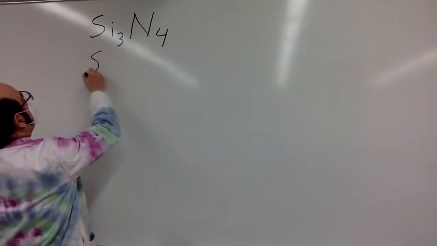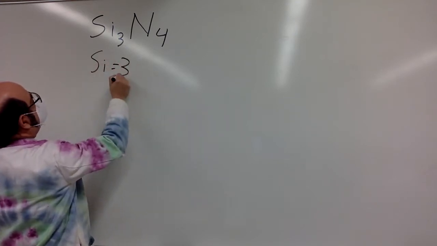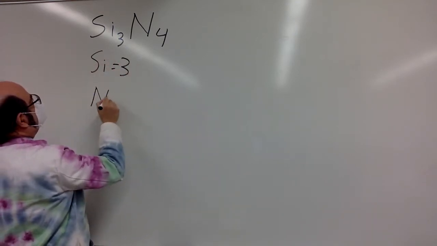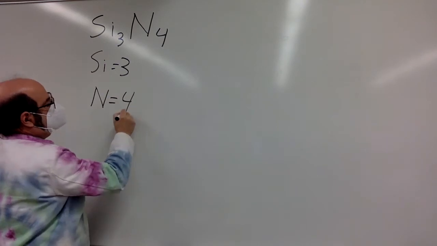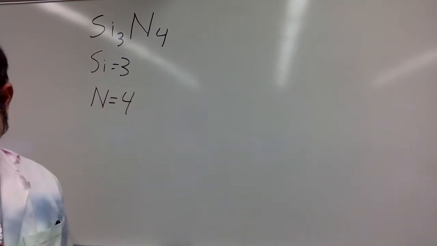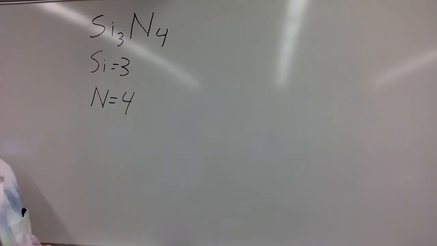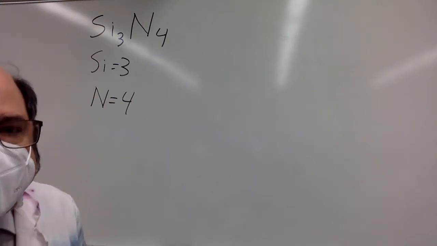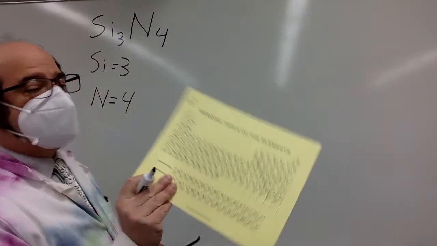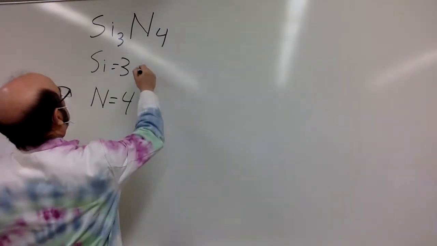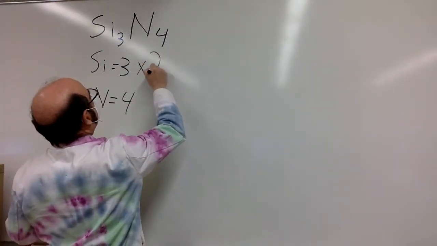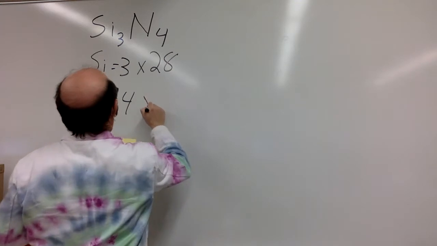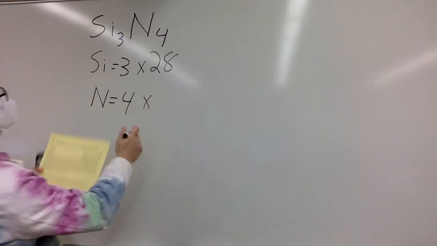We have Si, and there's 3 of them. There's nitrogen, and there are 4 of them. So that is the first place to start. So we've counted our atoms. Now we need to know how much each of those atoms weigh. How do you find that out? Periodic table. So you look for Si. Si has 28 grams for each mole. Nitrogen right there has 14.